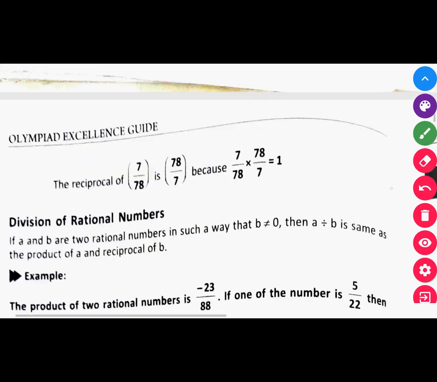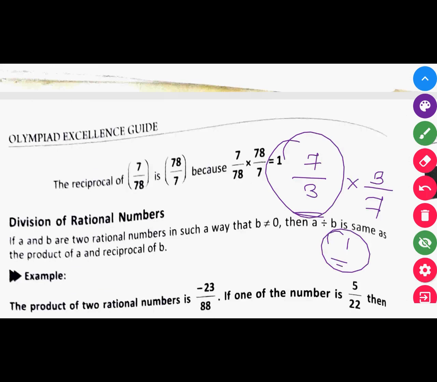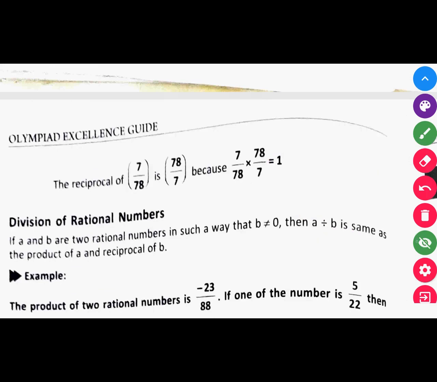Okay, means what? If I have a rational number 7 upon 3, what is the reciprocal of 7 upon 3? So it is 3 by 7, because their multiplication is always 1. Okay, so the reciprocal of 7 upon 3 is 3 upon 7.